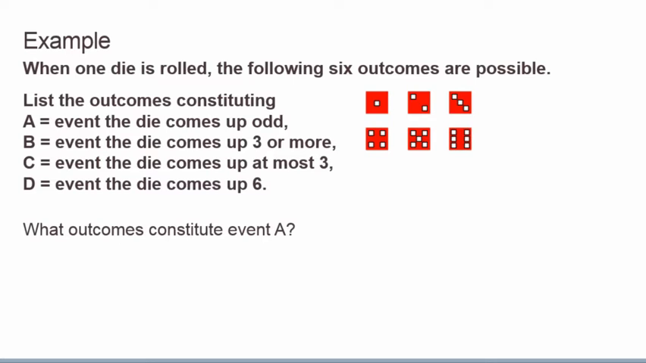We are going to begin with what outcomes constitute event A. Event A is when the die comes up odd. Our odd dice are 1, 3, and 5. Event A is 1, 3, 5.